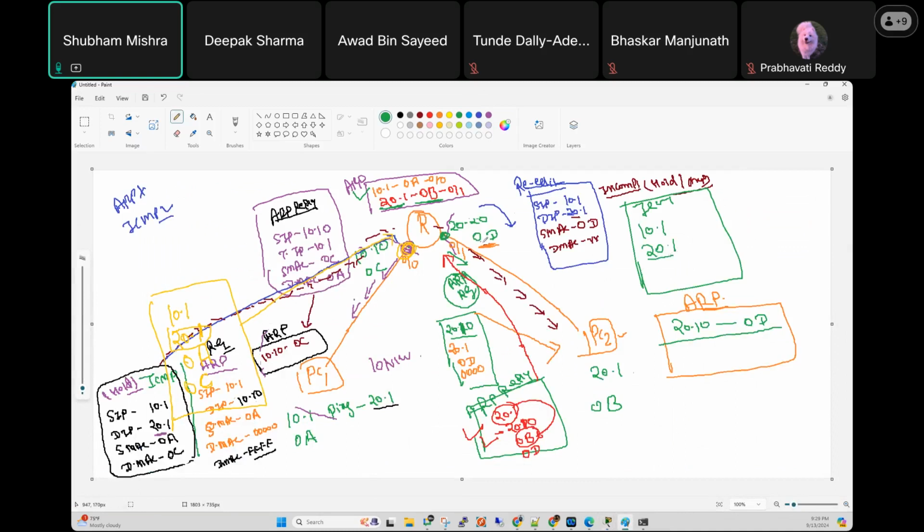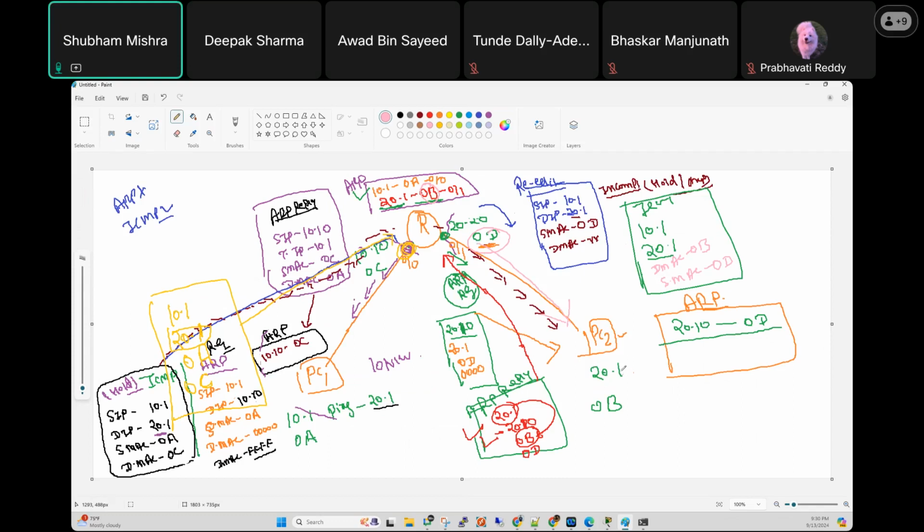The router already knows the destination IP address, 20.1. The router checks its ARP table to find whether it has a MAC address for 20.1 or not. Then the router finds, yes, for 20.1 I have a MAC address, 0B. So the destination MAC will be, guys, 0B, and the source MAC will be the interface MAC address, that is 0D. And the router will forward this ICMP packet towards PC number 2.